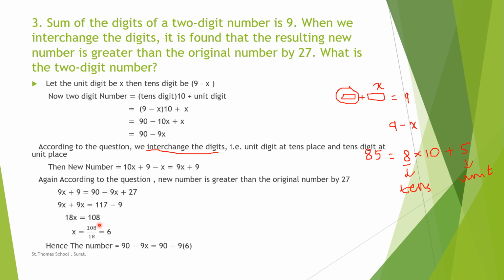So what is the number? The number is equal to 90 minus 9x. We want the two-digit number. So the two-digit number is 90 minus 9x. We got the value of x. Now substitute here: 90 minus 9, the x value we got is 6. So 9 into 6, 9 sixes are 54. So 90 minus 54, that is 36. So what is the two-digit number? It is 36. Is it clear?